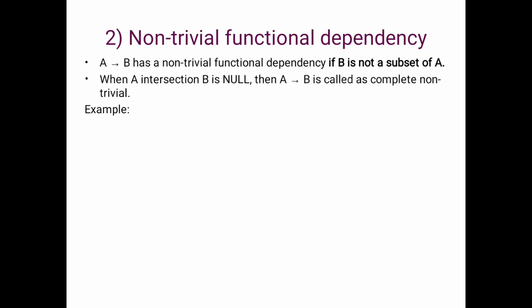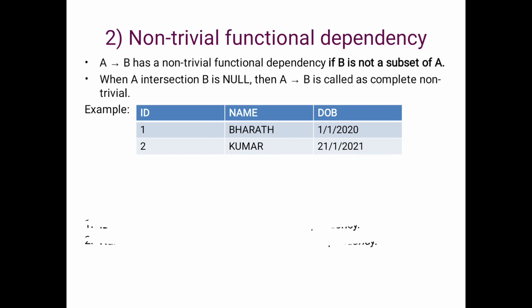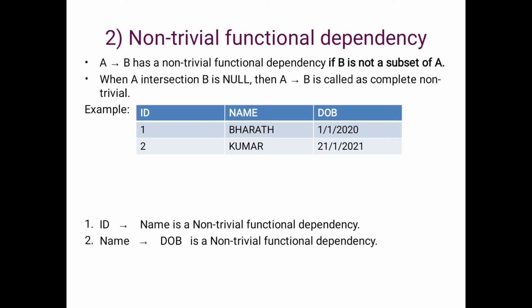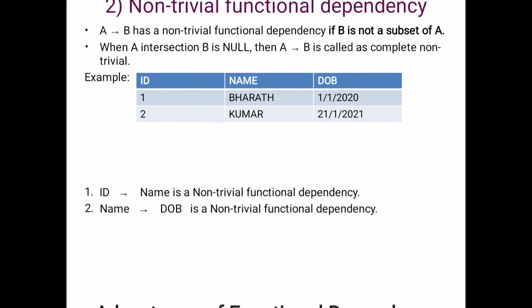So if A implies B and B is a subset of A, then that is trivial, otherwise that is a non-trivial functional dependency. Here please observe, in the first example I will consider ID implies name. Here the left hand side is different, the right hand side is different. The right hand side is not a subset of the left hand side, so simply this is a non-trivial functional dependency. Here is another example, name implies date of birth. The right hand side is not available in the left hand side, so this is also a non-trivial functional dependency.